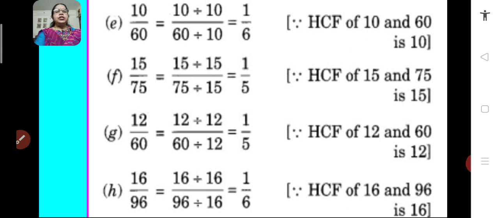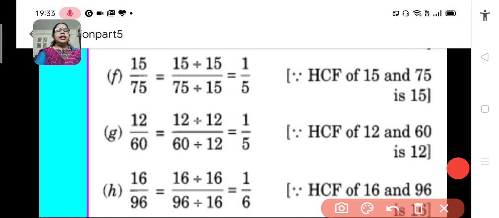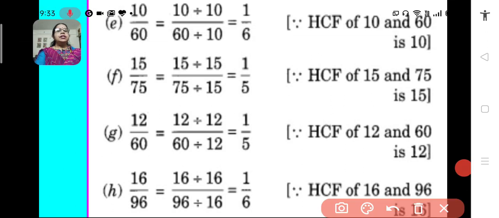E, 10 upon 60 is equal to 1 upon 6 again, because the HCF of 60 and 10 is 10. So it is 1 upon 6. Then F, 15 upon 75. What will be the simplest form? It will be 1 upon 5, because the HCF of 15 and 75 is 15.